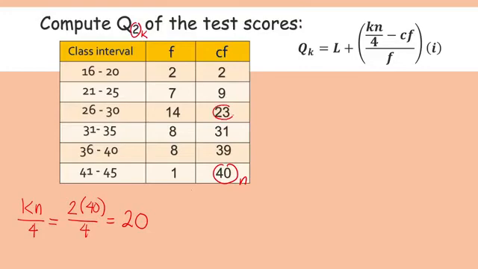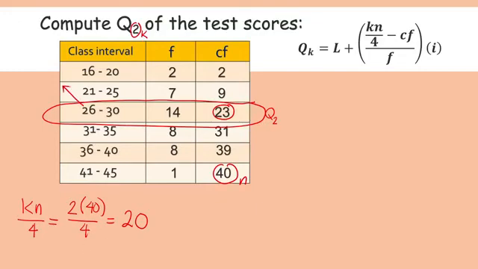23. Have you noticed that our answer a while ago was also 23? Yes, sir. But we will have different answers. Why? Because Kn over 4 earlier was 10, and our Kn over 4 now is 20. But take note, they share the same class location. The location of quartile 2 was also the location of quartile 1 a while ago, but our Kn over 4 is different now.